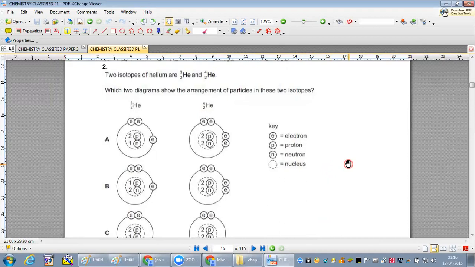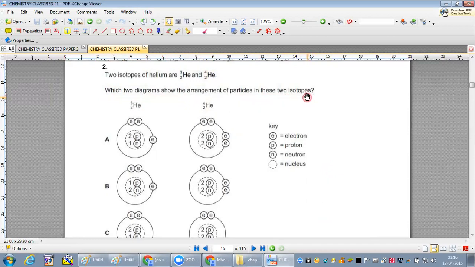Second question. Don't discuss amongst each other. Just pay attention here. See the second question. 2 isotopes of helium are He-3 and He-4. Which 2 diagrams show the arrangement of particles in these 2 isotopes? I have just done this yesterday.